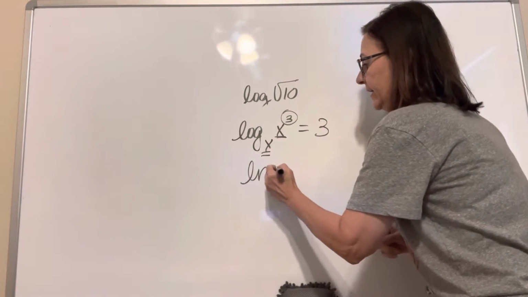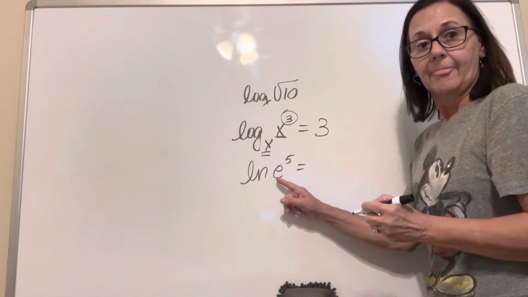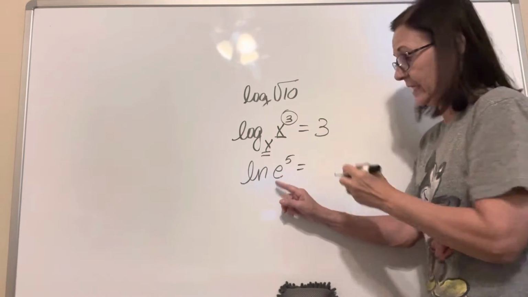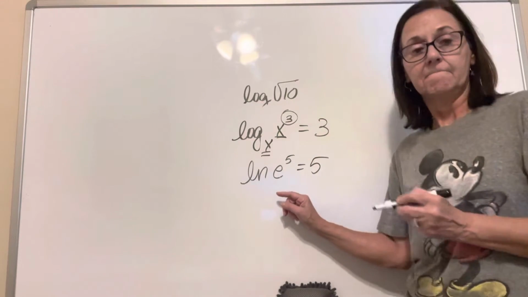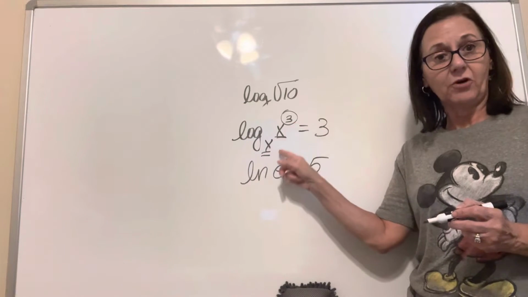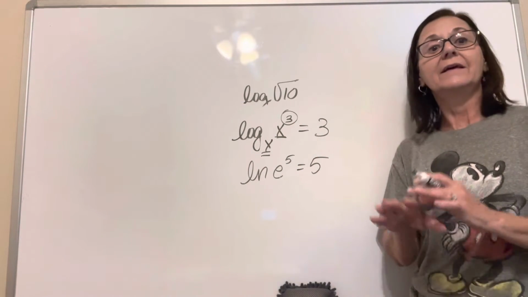Same way, ln e to the 5, my base is e and my argument base is e. It's 5. All right, so when your base and the base of your argument is the same, the answer is always the exponent.